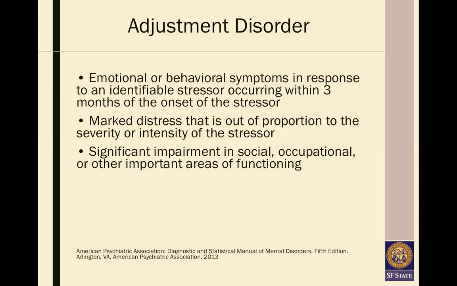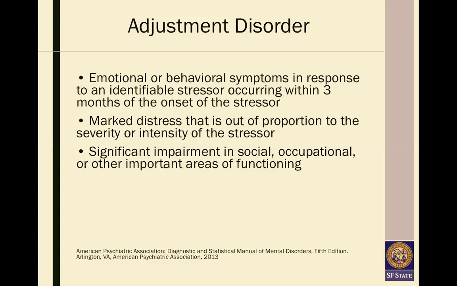Now, adjustment disorder is a little bit different. It's emotional and behavioral symptoms in response to an identified stressor occurring within 3 months of onset of the stressor. Marked by distress that is out of proportion to the severity or intensity of the stressor. It can be significant, impairing social, occupational, or other important areas of function.